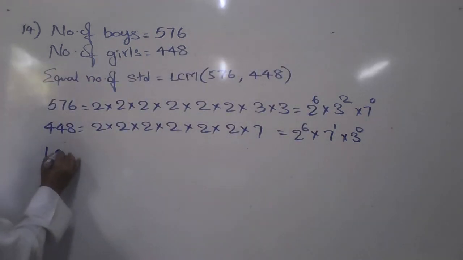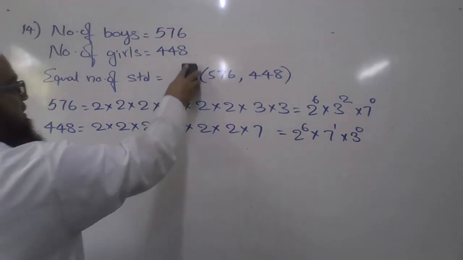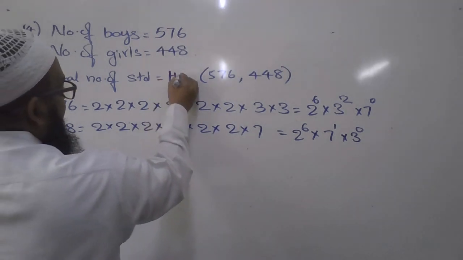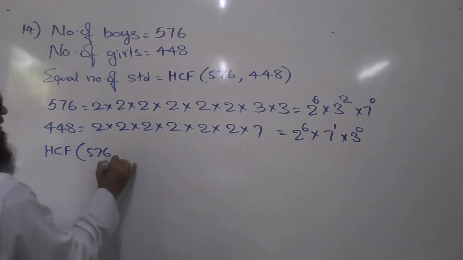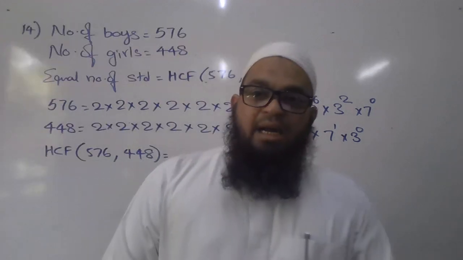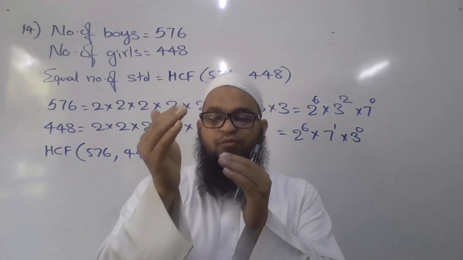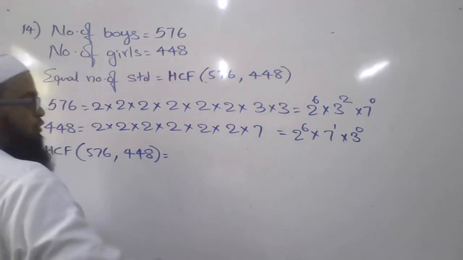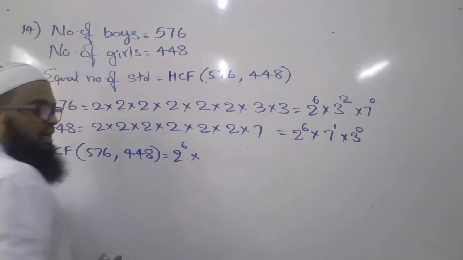Now, let us find out. Sorry, I've written LCM. We have to find the highest common factor. So HCF of 576 and 448. What is HCF, my dear students? Highest common factor. When you are finding the highest common factor, you have to take the lowest power of the common factors. So what is lowest over here? 2 to the power of 6, 2 to the power of 6, both are the same. Therefore take as it is.